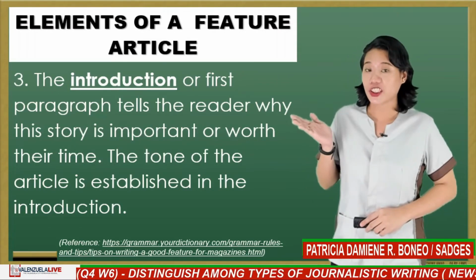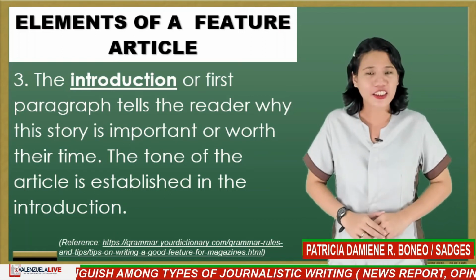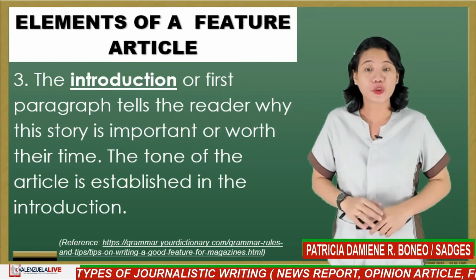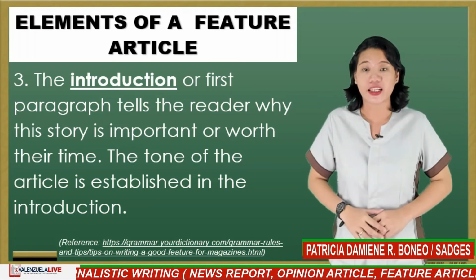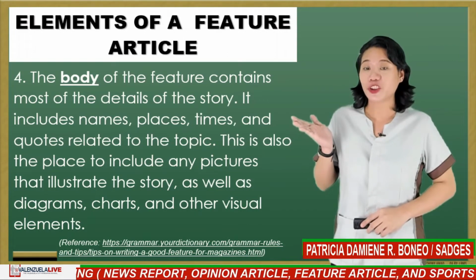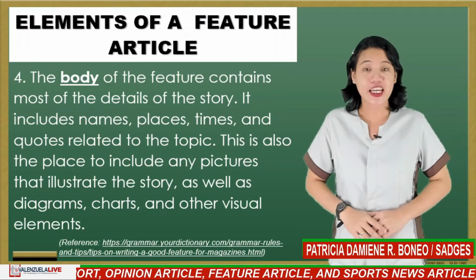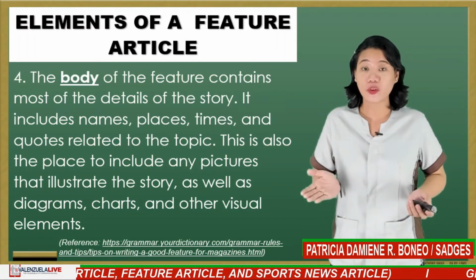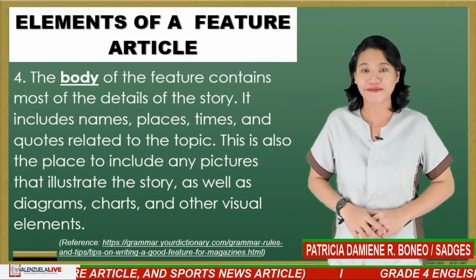The introduction or first paragraph should tell the reader why the story is important or worth their time, but in a sort of oblique way. You establish the tone of your article in the introduction. The body of the feature contains most of the details of the story. It includes names, places, times, and quotes related to the person, event, or organization.